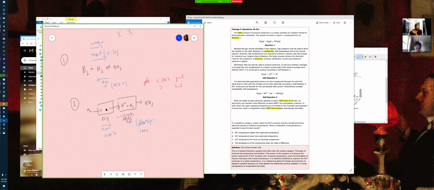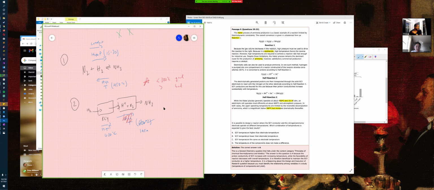Now, for both cases, if you're less than 300 degrees Celsius, it's good, right? But anything greater than that causes this reversible decomposition of ammonia, which is against what we're trying to do, which is to create ammonia.